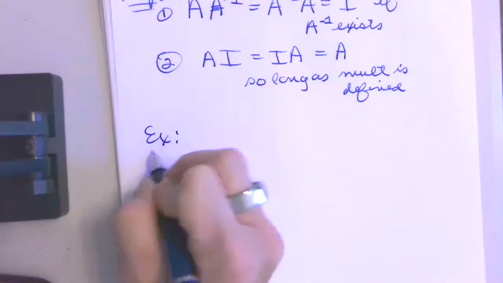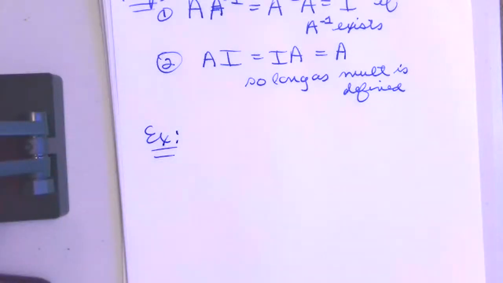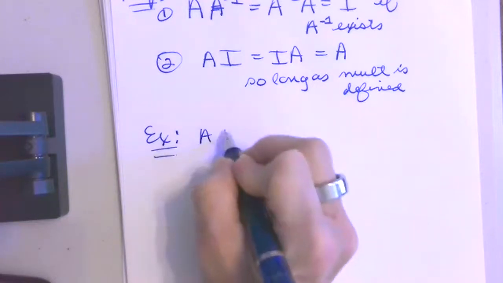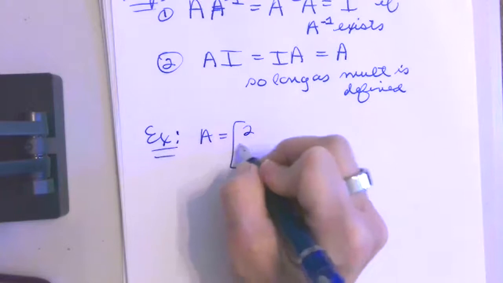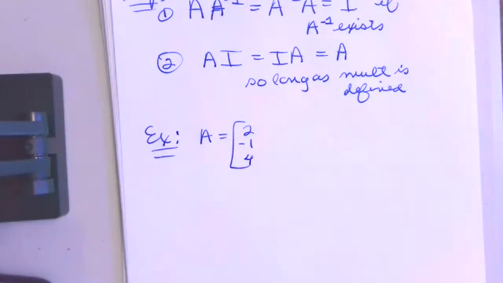Okay, I hope this one works out to do what I want it to do. So this is number 13 out of the book. So take A to be 2 minus 1, 4. And take, well, maybe I have one written in my notes. No, I did not.